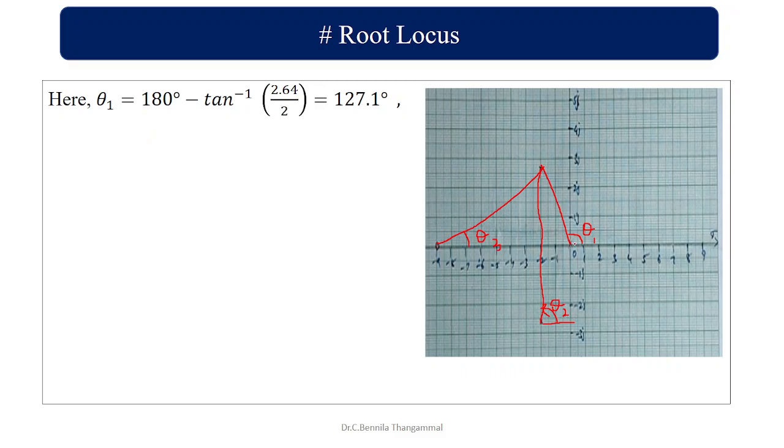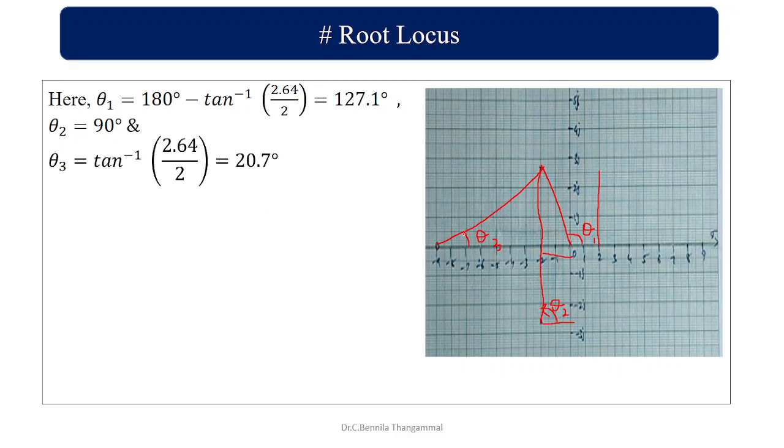So theta 1, this is going to be your obtuse angle. So it's 180 degree minus tan inverse of B by A. Actually B is going to be the imaginary part. So this imaginary part, this length is going to be 2.64, and then this is going to be your A, because we are bothered about only this triangle here. So this is going to be the length, which is nothing but 2 here. So 180 minus tan inverse of 2.64 divided by 2 is going to be 127.1 degree here. And then this theta 2 is going to be 90 degree. So this is the right angle, so it's 90 degree here.